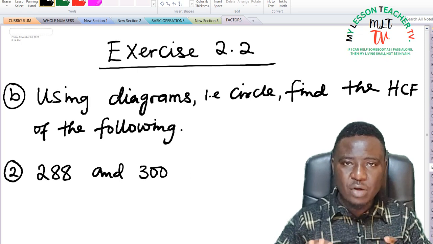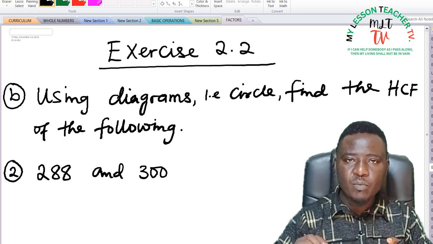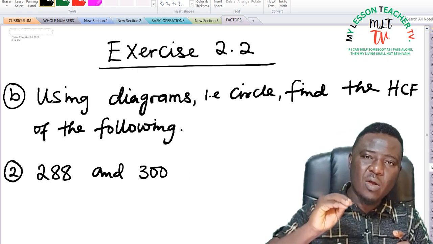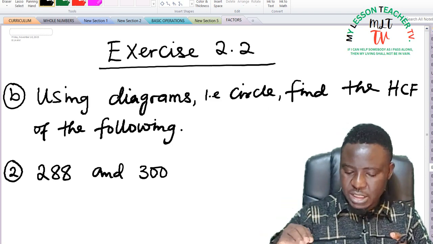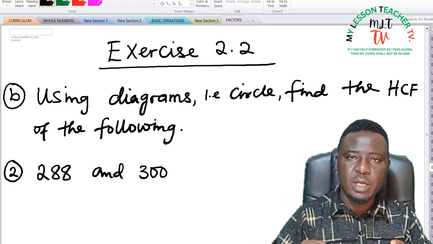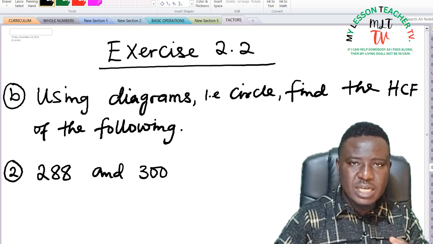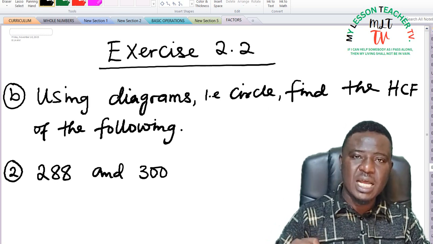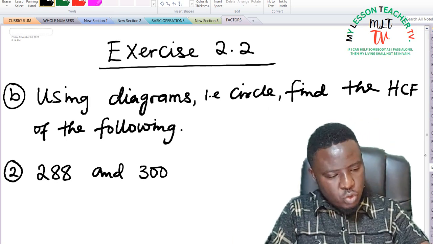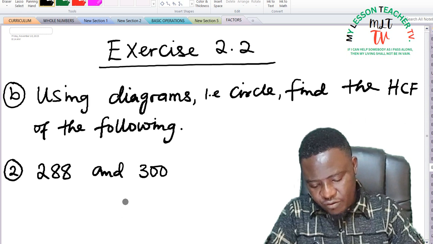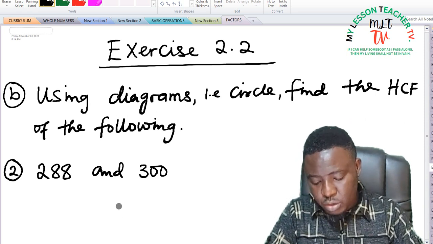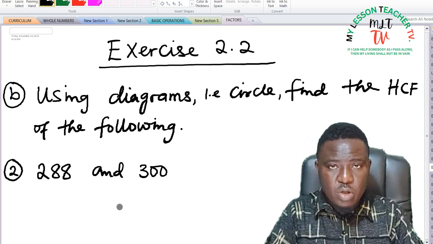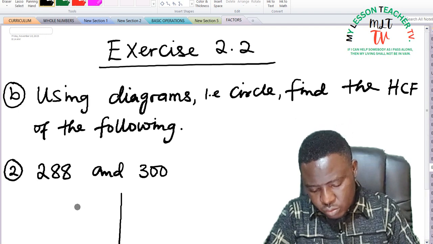At the region where we have an overlap, we have those factors that are contained in 288 as well as in 300. The product of those factors in that overlapped region gives us the HCF of 288 and 300. So let's look for the factors. Let's express 288 as a product of its prime factors.